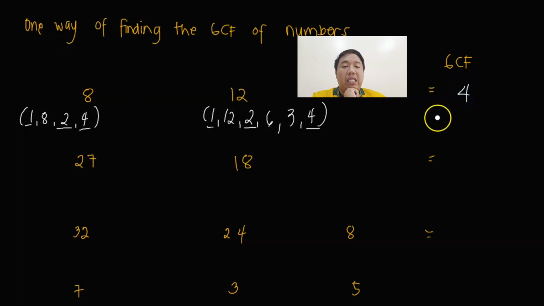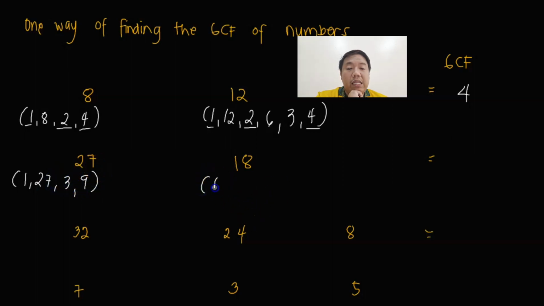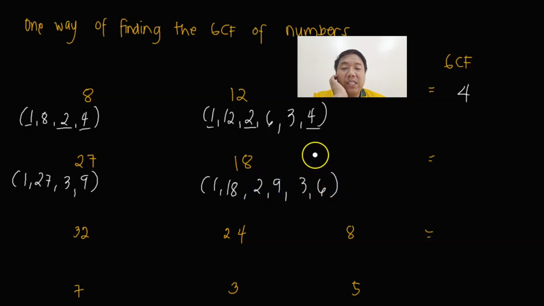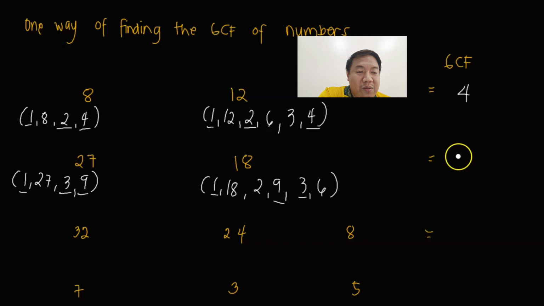How about 27 and 18? So, 27, we have here 1 and 27, 3 and 9. Very good po yan. Then how about for 18? It's 1 and 18, 2 and 9, 3 and 6. So, tingnan po ulit natin. Ano po ba yung mga common sa kanila? 1, 3, very good, and 9. Ayan. Sino naman po ang pinakamataas sa kanilang tatlo? 9. So, the GCF for this one is 9. Very good na po yan.